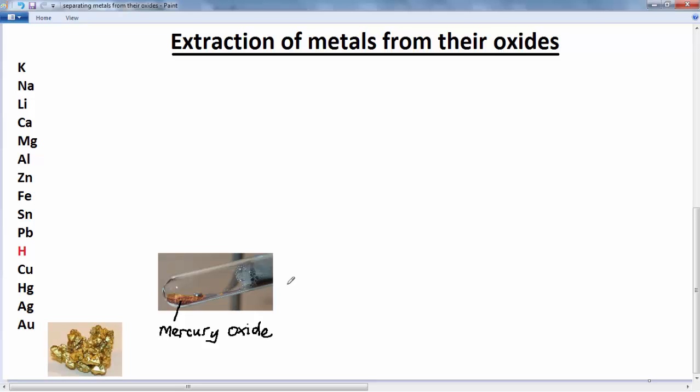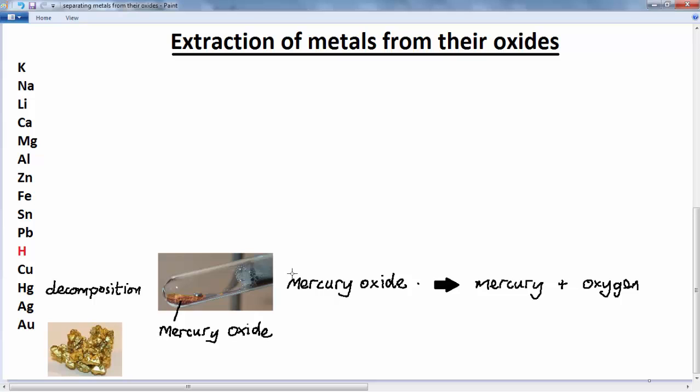So we can write mercury oxide decomposes into mercury plus oxygen. We can write the symbol equation for that. Let's do that. HgO gives mercury plus oxygen gas. Alright, and let's balance that. We've got two oxygens here, only one here, so we need to put a 2 here. Now we've got two mercuries, only one here, so we need to put a 2 here, and that's balanced.